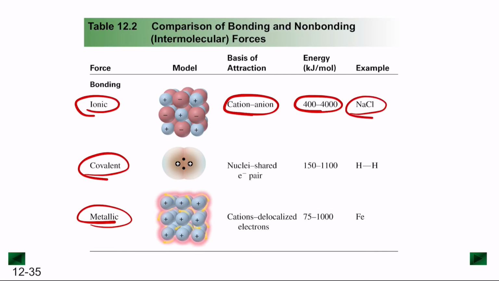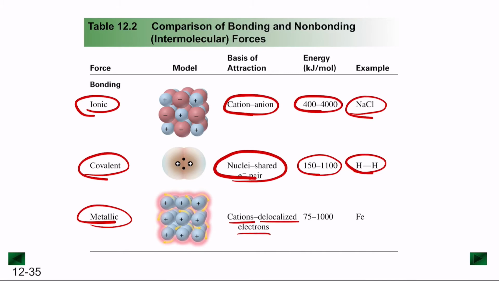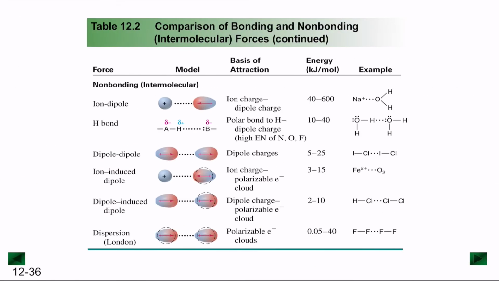Covalent molecules generally get their attraction force between the nuclei and the shared electron pair. This is relatively moderate, about 150 to 1,100 kilojoules per mole. An example of this is hydrogen, H2. And metallic bonding generally comes from cations and delocalized electrons. They have relatively less energy, ranging from 75 to 1,000. An example of this is iron.